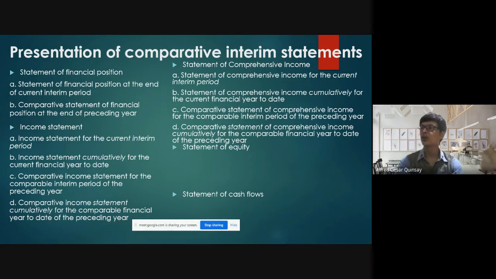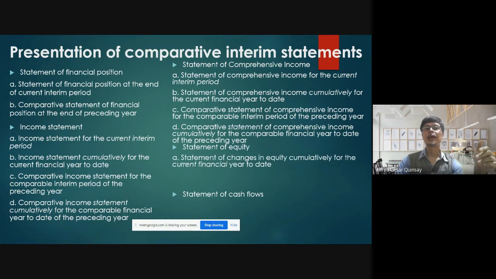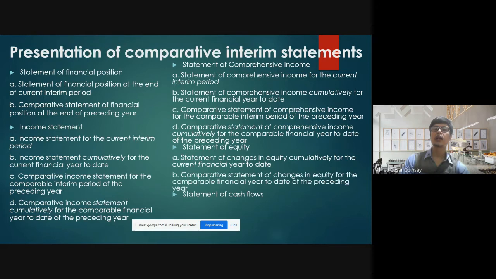Okay, so makikita dun yung difference, no? Okay, so nung revenues as well as yung loss, yung mga expenses doon, no? Okay, yung mga variances. Okay, and then next is yung statement of equity. So ito naman yung statement of changes in equity cumulatively for the current year, current financial year to date. And dito dalawa lang, no? And comparative statement of changes in equity for the comparable financial year to date of the preceding year.